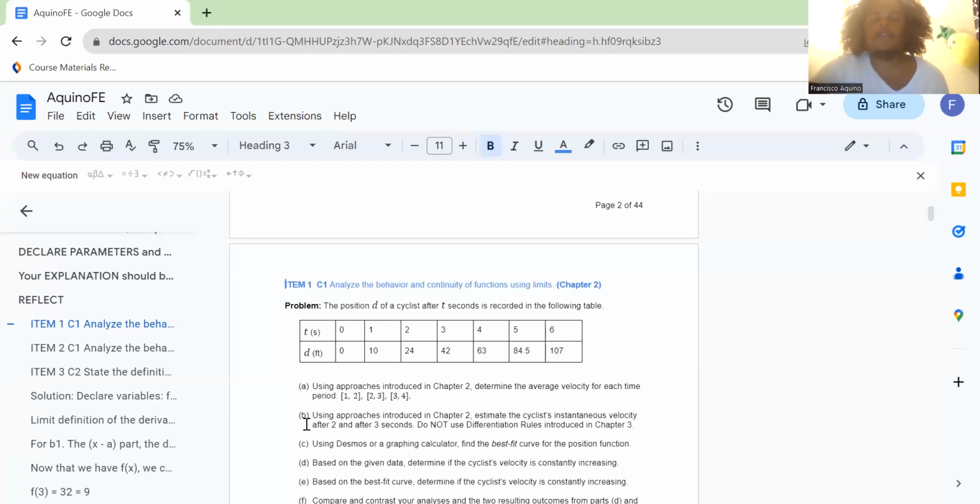Then for B, it asks for an estimation of the cyclist's instantaneous velocity after 2 and after 3 seconds, which means actually at 2 and at 3 seconds. So we want an estimation of V2 and V3. We don't have a derivative function, but we do have the table.